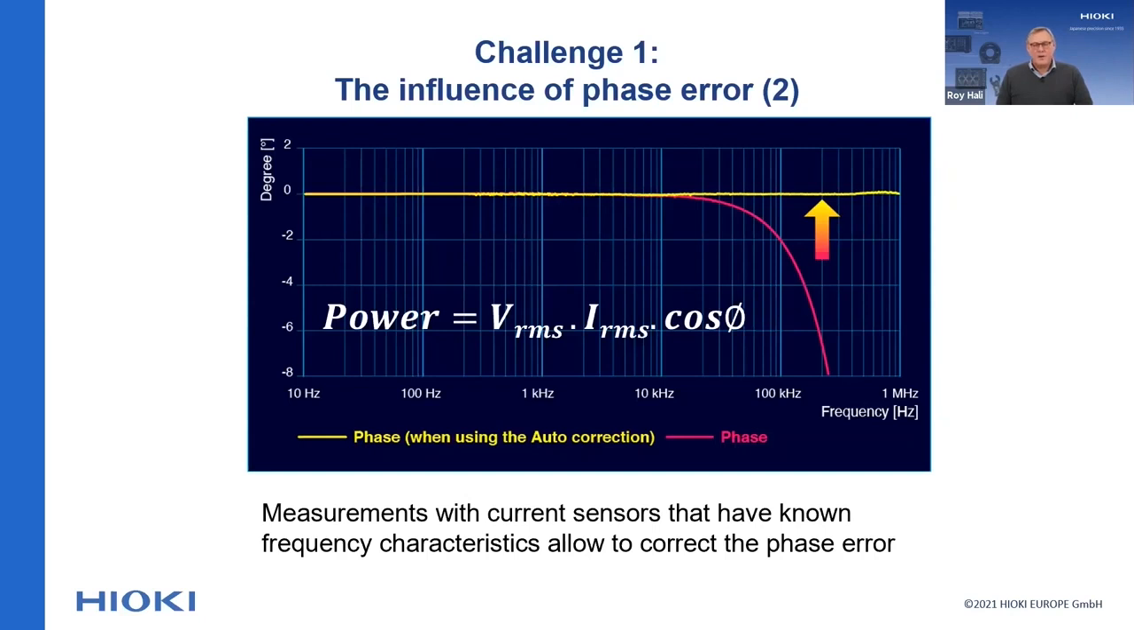The design of the Hioki current sensors guarantees a constant frequency response. In other words, all sensors with the same model code will have identical frequency characteristics. This unique feature makes it possible to develop the automatic phase shift correction function.